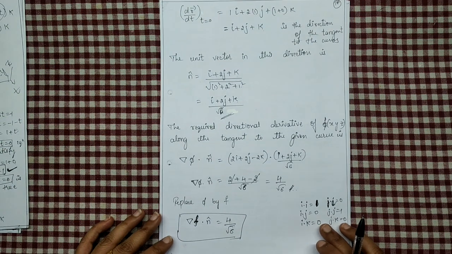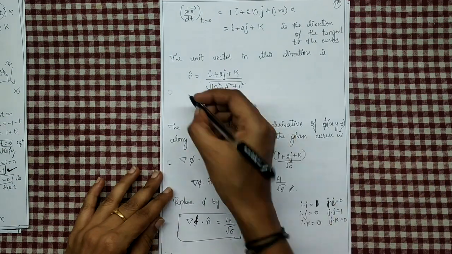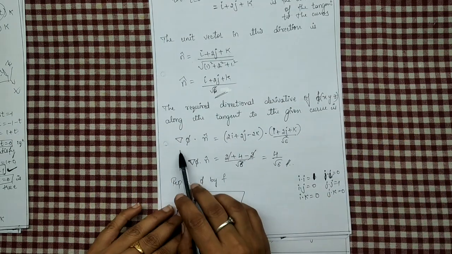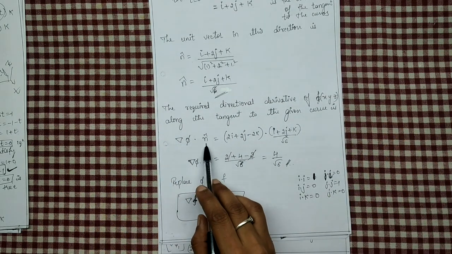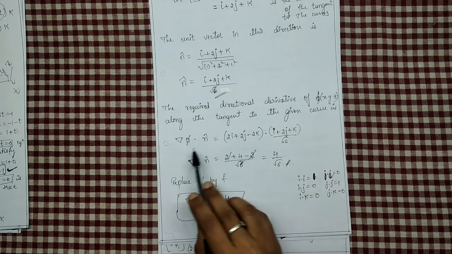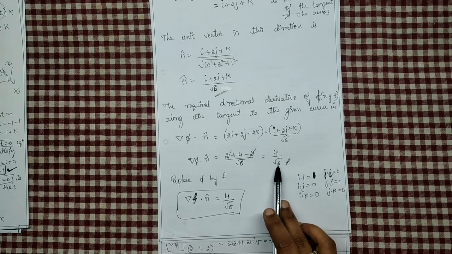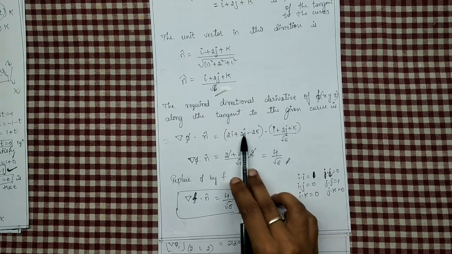Now what do we have to find finally? We have to find the directional derivative. What is the directional derivative? The directional derivative is given by del phi dot n cap, right? Del phi we found, and n cap we found just now. Now just substitute del phi and write n cap here, divided by root 6, take it as it is. Multiply these two terms in the numerator.